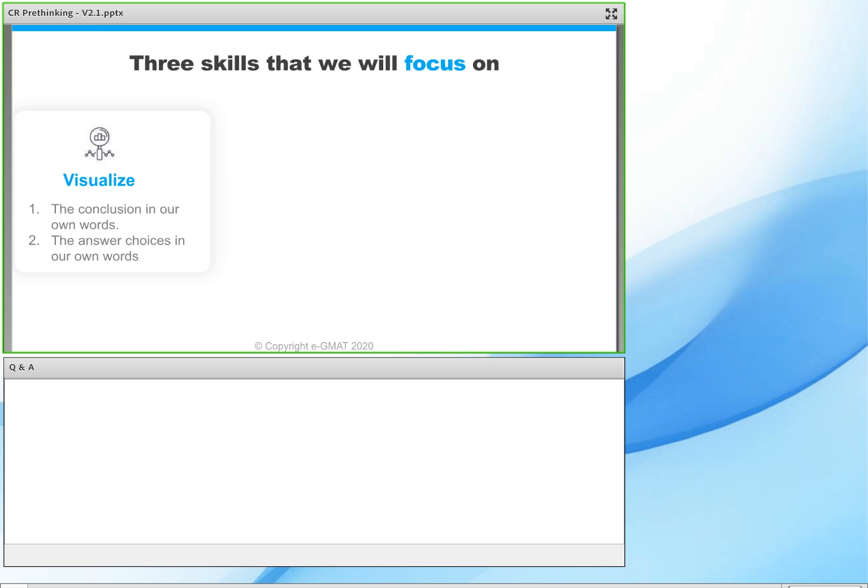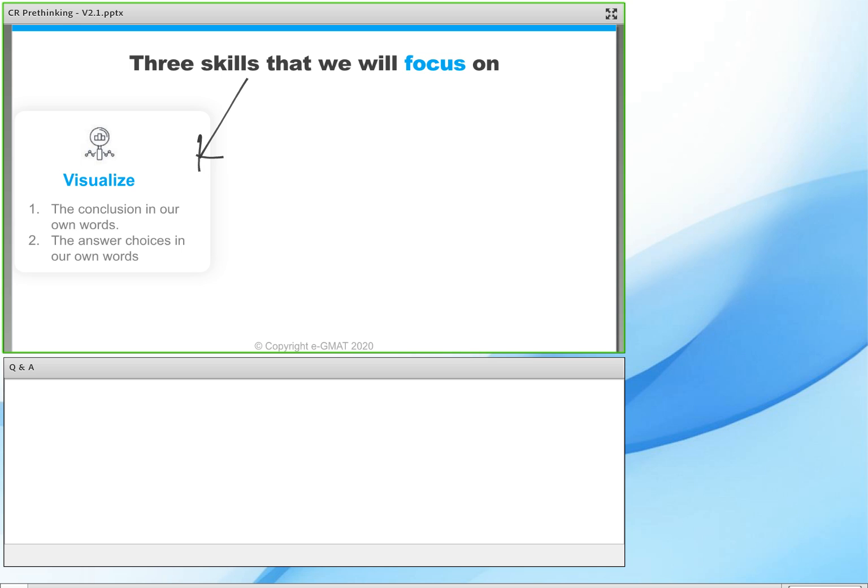But if you want to be a successful pre-thinker, there are certain skills that you need to have. One of the most powerful skills anyone can build on the GMAT is the ability to visualize. This is a skill that is tested and evaluated in critical reasoning. What visualizing means is imagining information. So let's take an example.